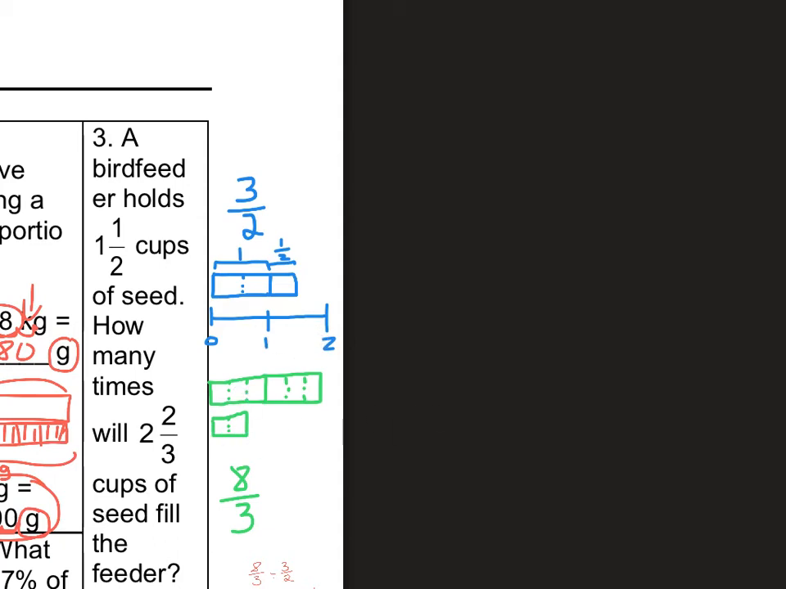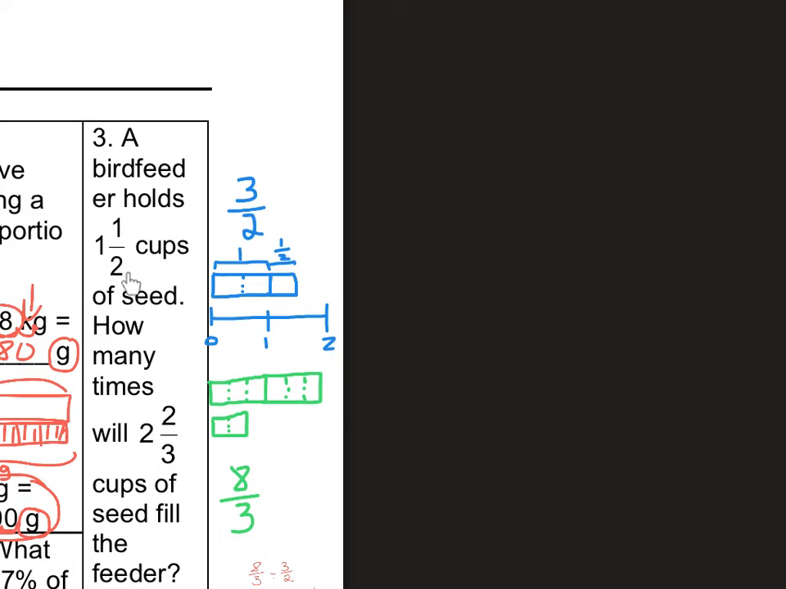So now the question is, what are we doing here? What's going on in this question? Well, 2 2/3 represents how many cups of seed we have. Right, so I've got a container, let's say a container that's holding 2 2/3 cups, right? But my bird feeder that's outside only holds 1 1/2 cups. So the question is, how many times can I fill the feeder with the seed that I have? Now we know I have more seed than the bird feeder holds, so my answer must be over 1. I can at least start there.